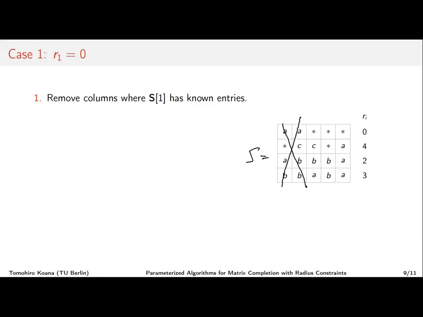We can remove them because if there's a solution B, then the first two entries of B must be both A to match S1. So we also need to decrease R. For the second row, we decrease it by 1, so it becomes 3. For the third row, we decrease it by 1. And for the last row, because it's AA and BB, we decrease it by 2.